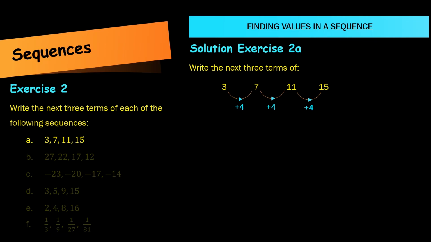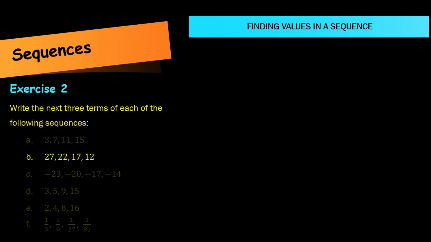So after 15 we have, once we've added 4, 19. And then adding 4 again, we have 23. And finally for the third term, adding 4 again, we have 27. And now for part B.